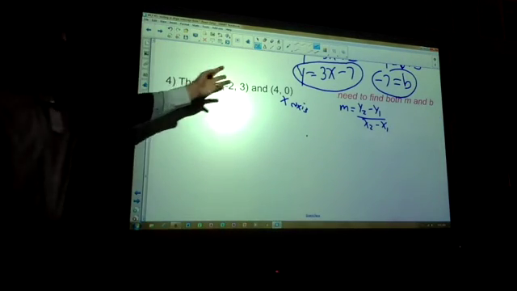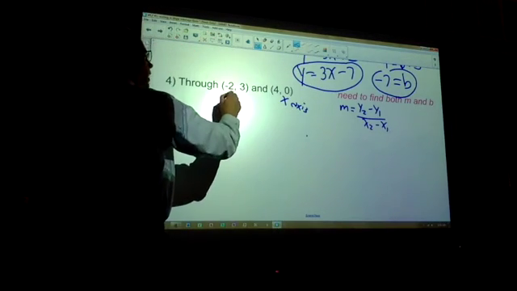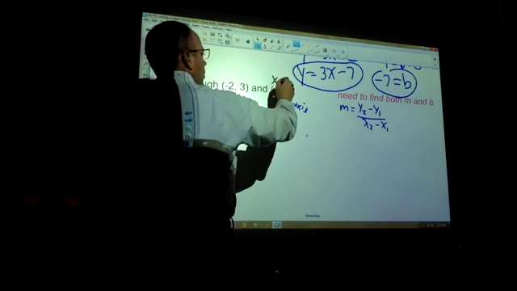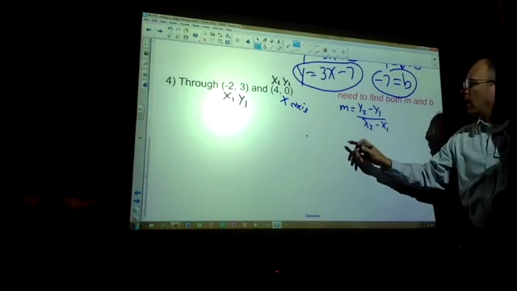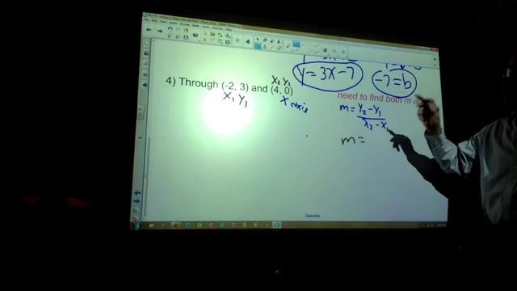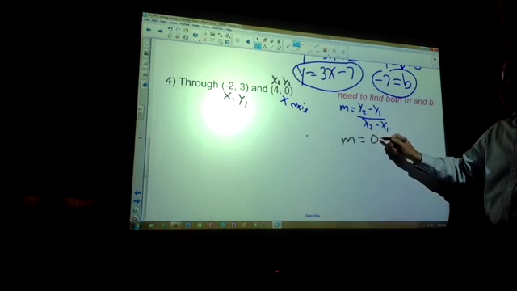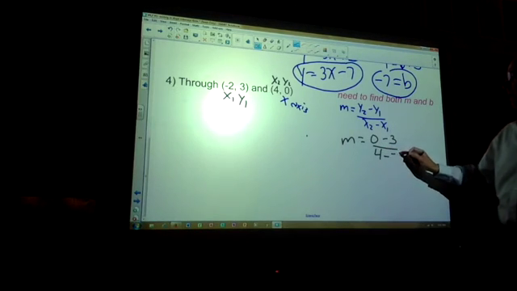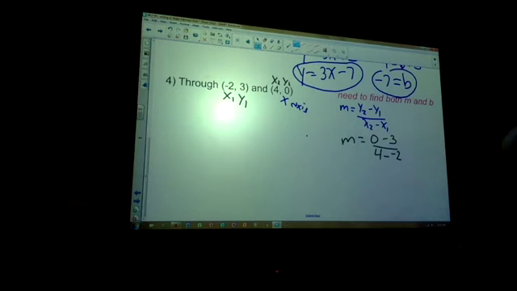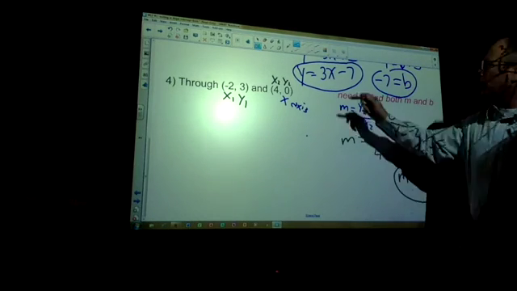What should we do with these points now? x1, y1, and x2, y2. Agree? Okay, so let's plug these in. So I get 0 minus negative 3 over 4 minus negative 2. Is that right? Did I do that math right? Plus. So that's negative 3 over 6, which reduces to negative 1/2. So what's my slope? Cool, I know my slope.